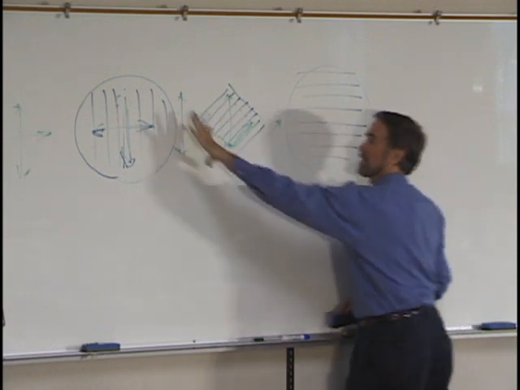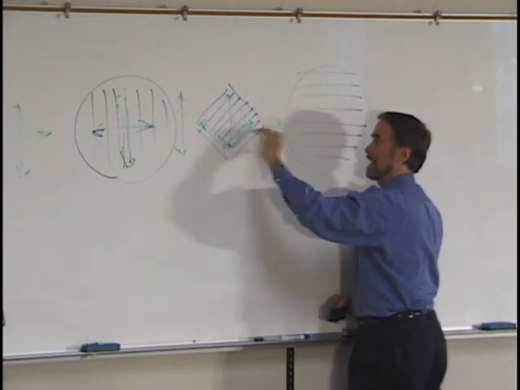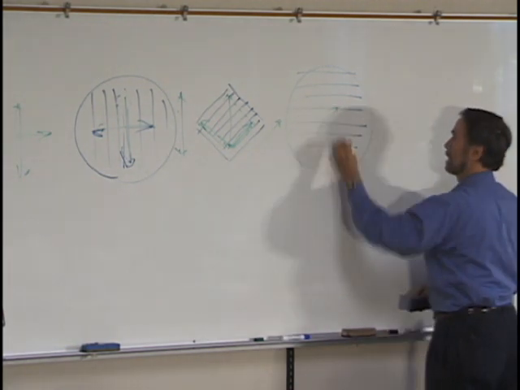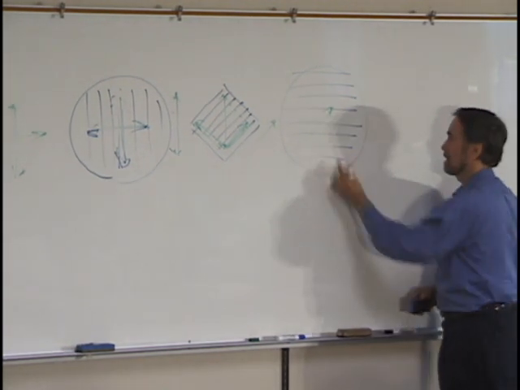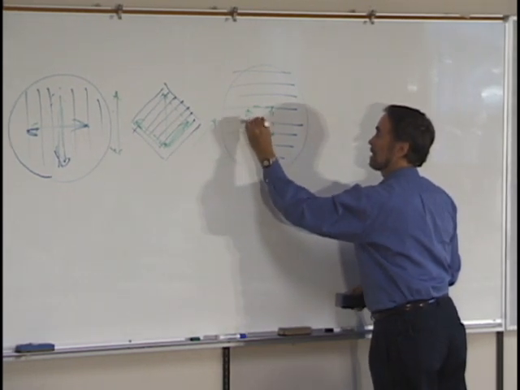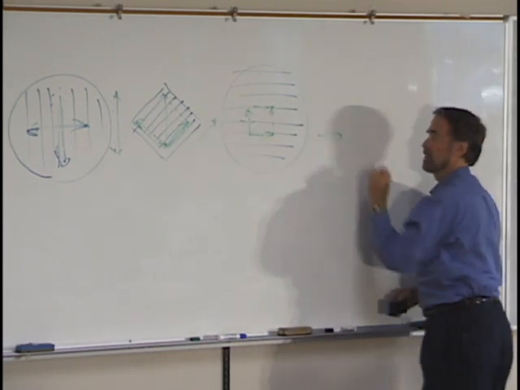This is smaller than this. This is less intense than this. And that light falls upon here. Can any of that light get through? Yes. This one doesn't. This one does. So what gets through is that.